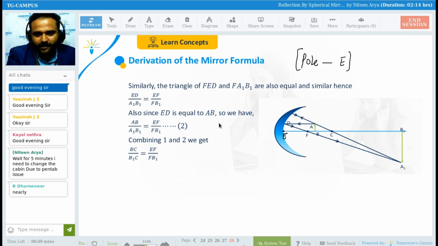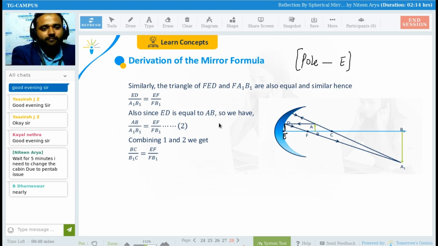So now triangle FED, this is E, FED and triangle FB1A. As you can see, both of these triangles are quite similar. So ED upon A1B1, because this is the perpendicular kind of thing. So ED upon A1B1 equals, there is a property of similar triangles: the ratio of the corresponding sides is equal. You know this thing or not? First of all, you tell me. You know this, na?